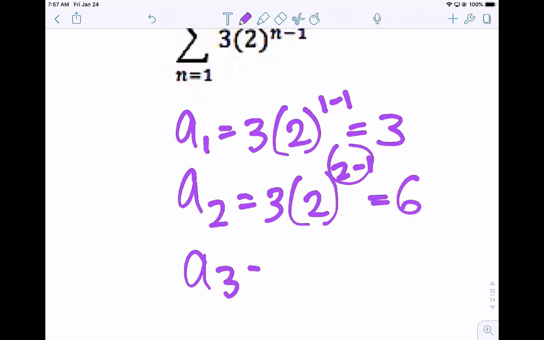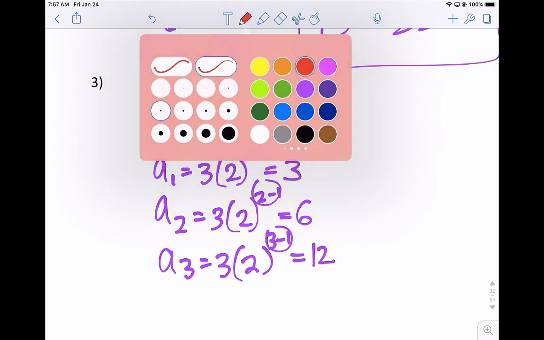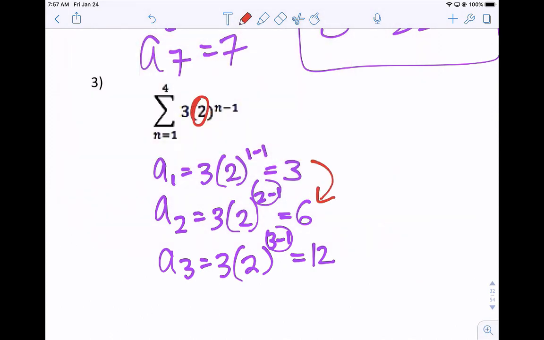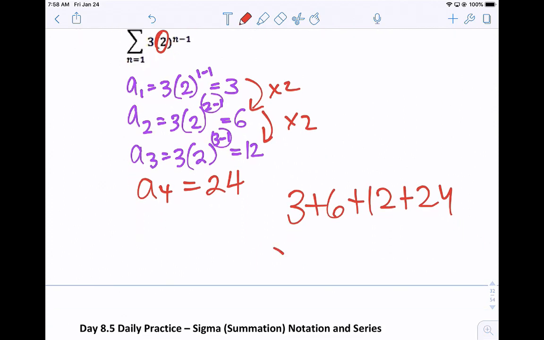The third term is 3 times 2 to the 3 minus 1. 3 minus 1 is 2. 2 squared is 4. And then 4 times 3 is 12. Or you know the rule here, hey, this starts at 3 and it's doubling every time. So to find the 4th term, we can just double the 12 and get 24. So we can add up 3 plus 6 plus 12 plus 24, and we would say the sum here is 45.